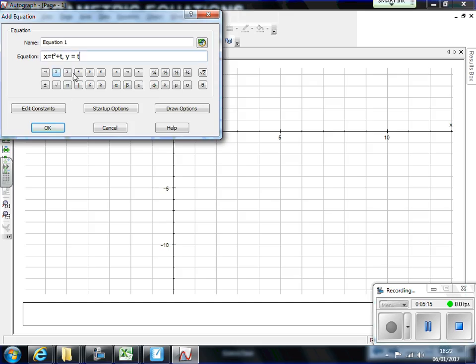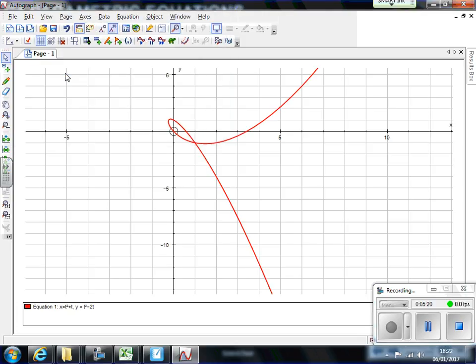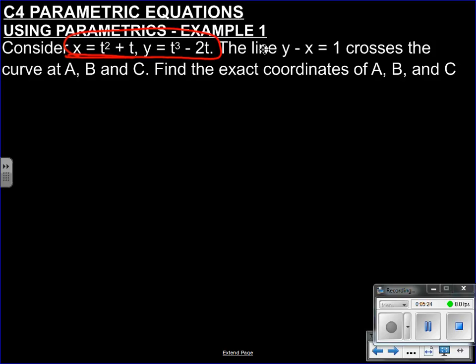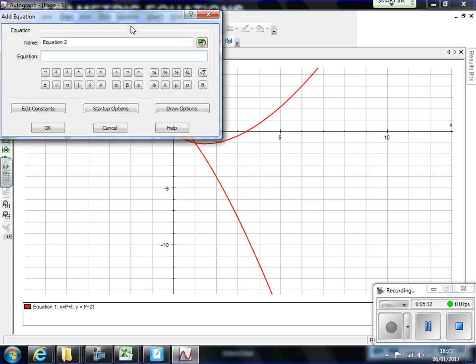t cubed minus 2t. Okay, so whoa, looks like that. Awesome curve. Like that. And then we've got this line. The line y minus x equals 1 crosses that curve at A, B, and C. So I could put that in. y minus x equals 1.